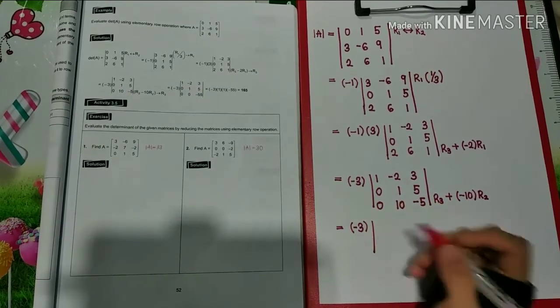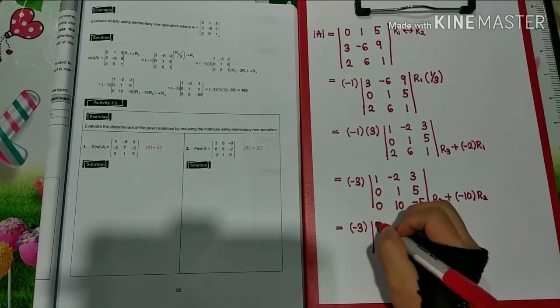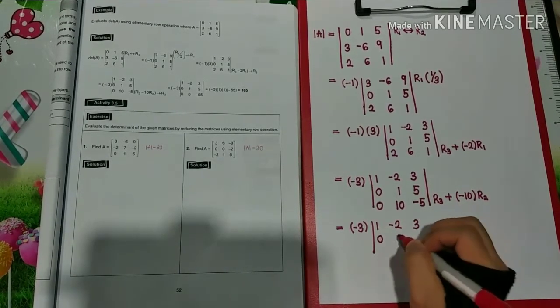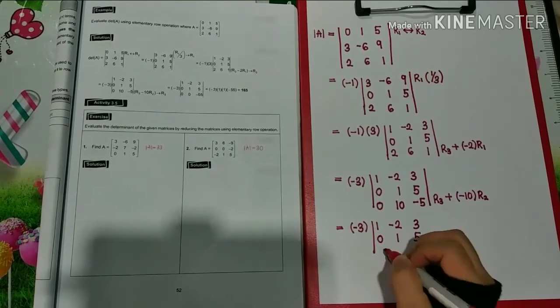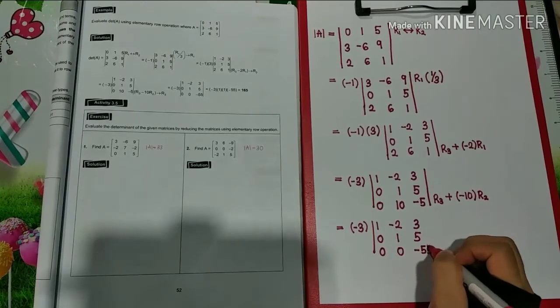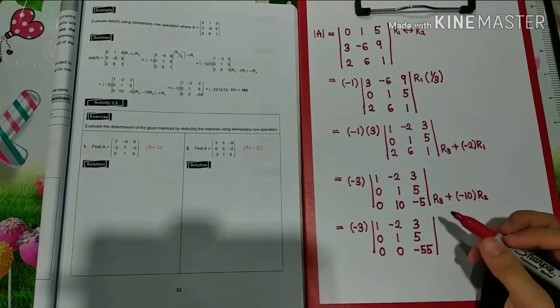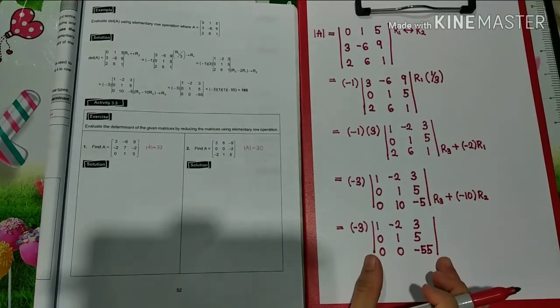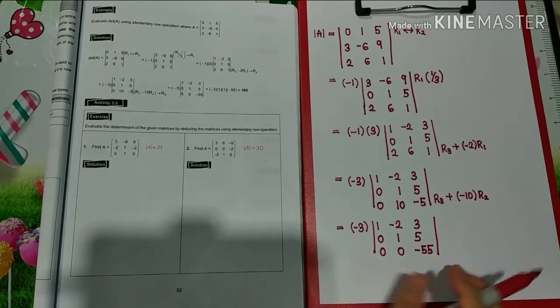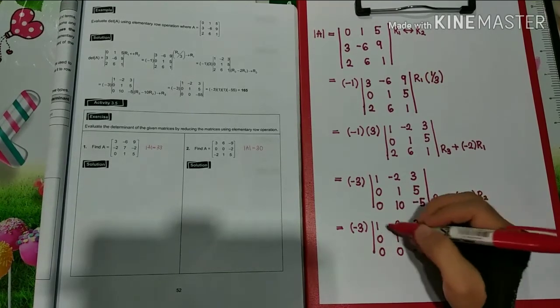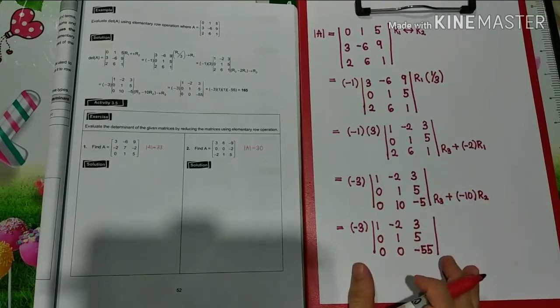And then you perform the operation here on R3. So you will have here 1, -2, 3, 0, 1, 5, this one 0, this one 0, and this one -55. Okay, now you check. You get an upper triangular matrix here. All the entries below the main diagonal here are 0. So now you can stop your elementary row operations.